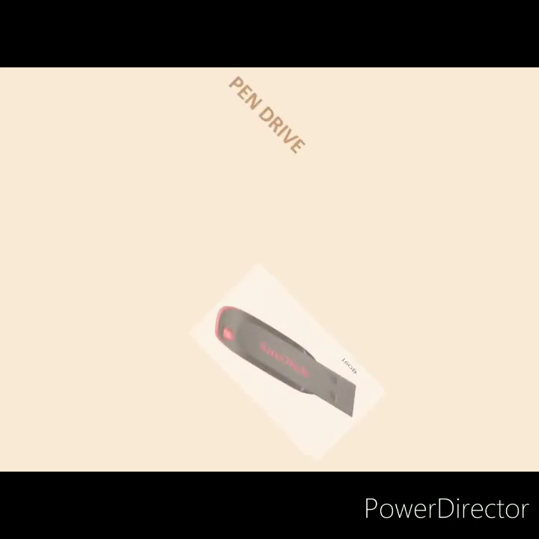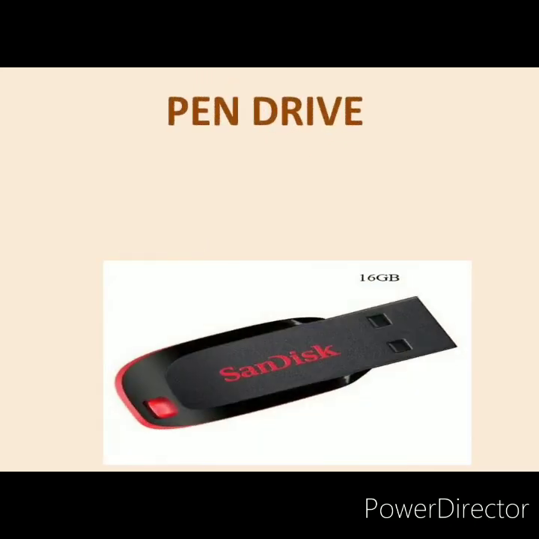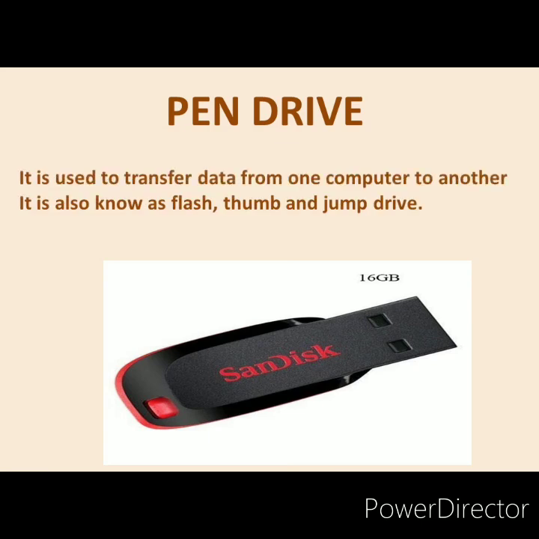This is pen drive. And everyone knows what is pen drive. We are using pen drive. This pen drive is used to transfer data from one system to another system. It is a small, rectangular device that is used for transferring data from one system to another. It is also known as flash drive, thumb drive and jump drive. These are the various parts of computers.